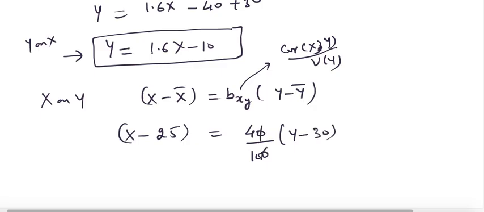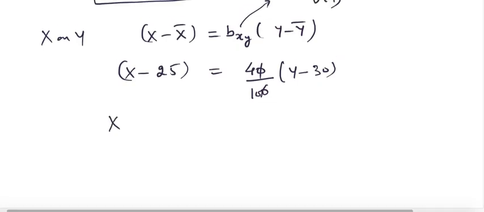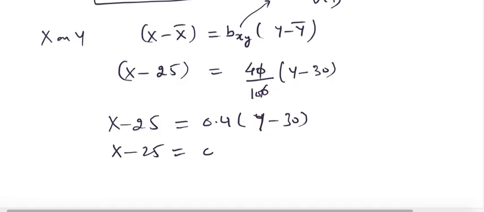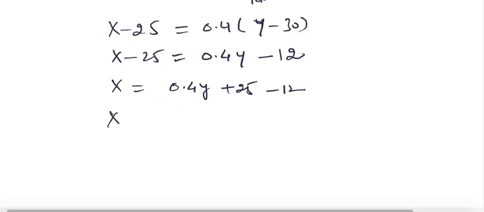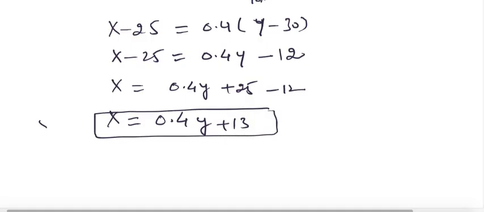So we are observing here that we get 0.4. So x minus 25 is equal to 0.4 times y minus 30. When we simplify, x minus 25 is equal to 0.4 y minus, 0.4 into 30 is 12. Now we are going to shift this 25 to the other side, minus 12. After simplification, we get x is equal to 0.4 y plus 13. So that is the equation of x on y.